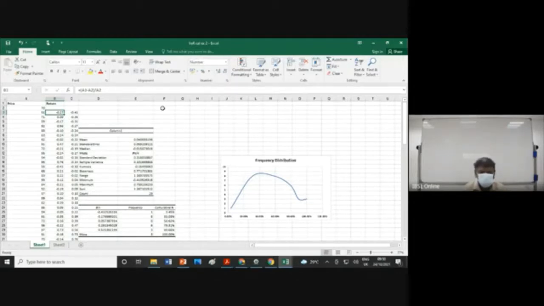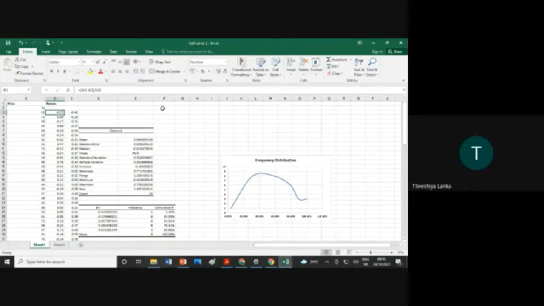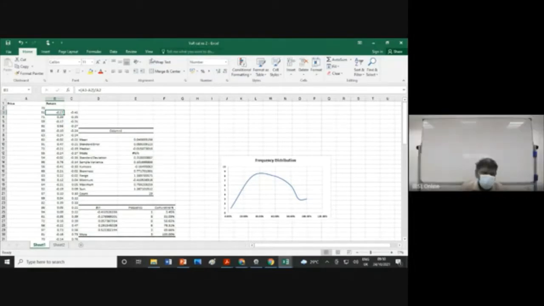Still, we have not come to the simulation part, but we are just working out the basic things. So if you rearrange rightly, you should get like this way, minus 0.41, minus 0.35, minus. So you see that the lowest return, then it's gradually improving. Highest return is 0.76 positive.